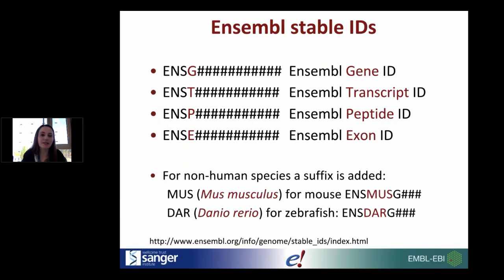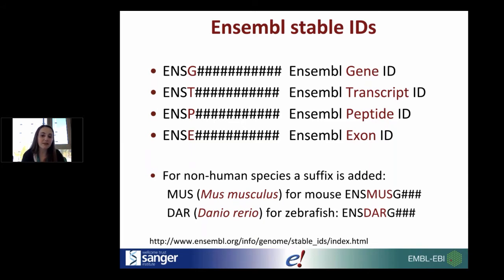You will see Ensembl stable IDs. Most databases have a kind of stable ID that they use for their proteins and genes and whatever. We are no exception. Stable IDs are brilliant because they remain stable regardless of changes in gene name and things like that. So our stable IDs consist of ENS, telling you it's Ensembl, followed by G, T, P, E, etc., standing for gene, transcript, peptide, exon, and then an 11-digit number, which is unique.